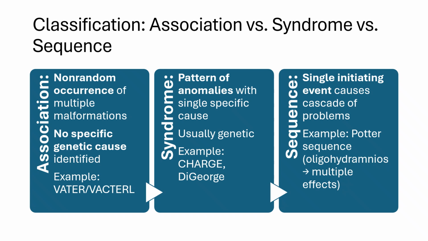Sequences demonstrate cascading secondary problems from one initiating event. Potter sequence illustrates this. Severe bilateral renal disease causes oligohydramnios, leading to fetal compression that produces facial features, pulmonary hypoplasia, and limb deformities. The renal disease is primary. Everything else follows mechanically. These classifications guide clinical reasoning. Associations prompt comprehensive evaluations. Syndromes trigger genetic testing. Sequences focus on primary defects while managing secondary effects.